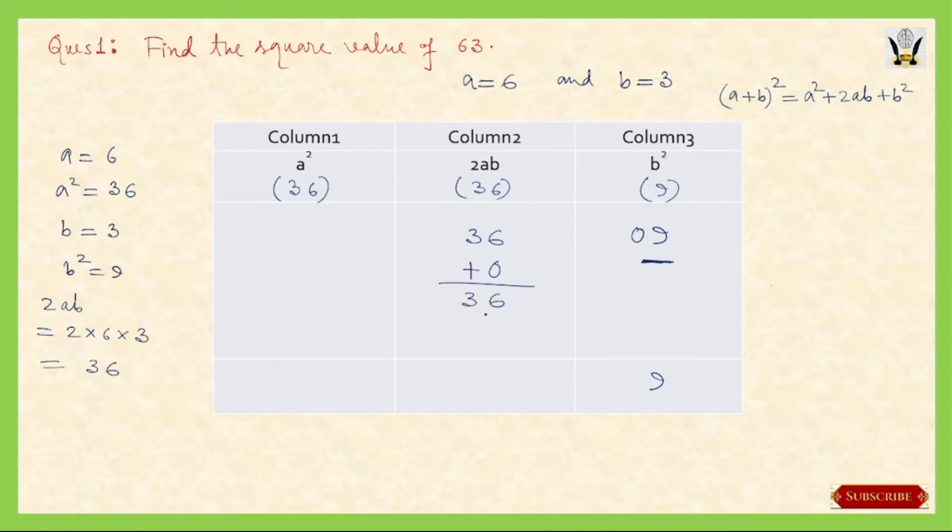Now here we have a two-digit number, so we will keep the digit in the units place, which is 6. We will underline that, or write it separately, or remember it. The digit at the tens place we will move from column 2 to column 1. Then we write the value of a square under column 1, and add the digit moved from column 2 to column 1 to that a square value. So it will be 39.